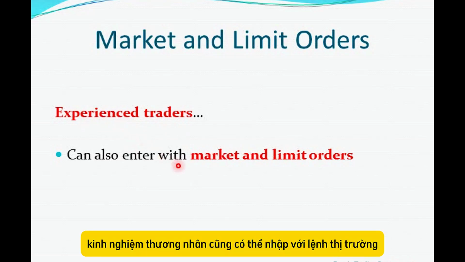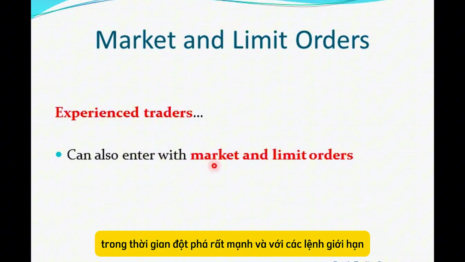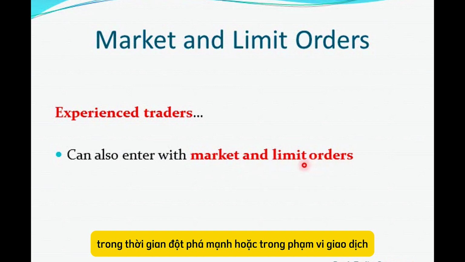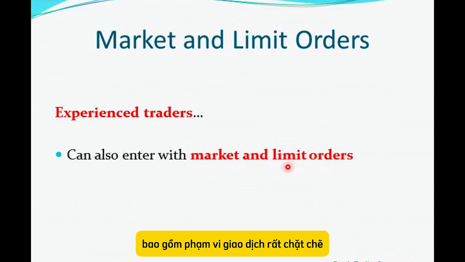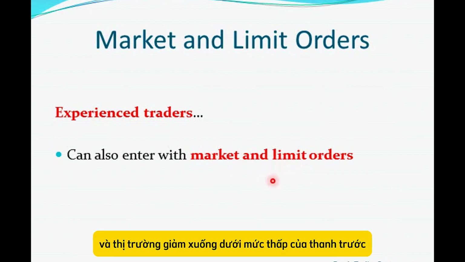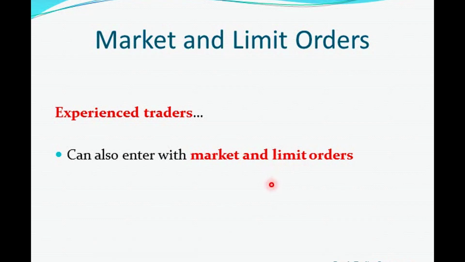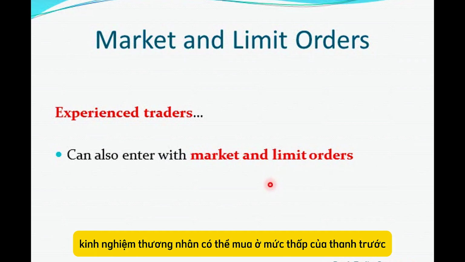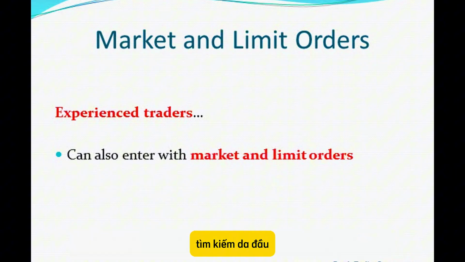Experienced traders can also enter with market orders, for example during very strong breakouts, and with limit orders, either during strong breakouts or in trading ranges, including very tight trading ranges. So for example, if there's a very tight trading range and the market falls below the low of the prior bar, experienced traders can buy at the low of the prior bar, looking for a scalp up.